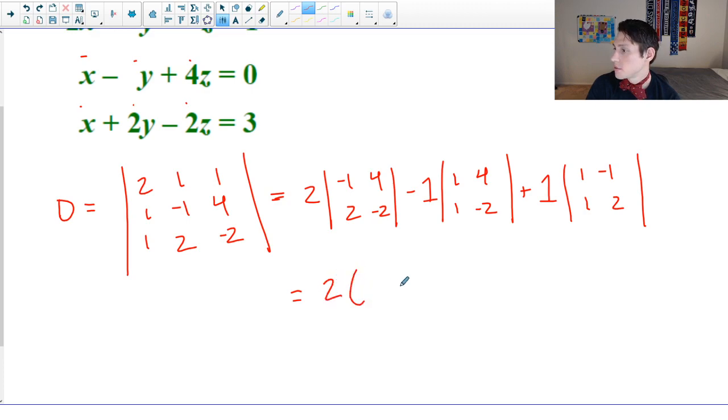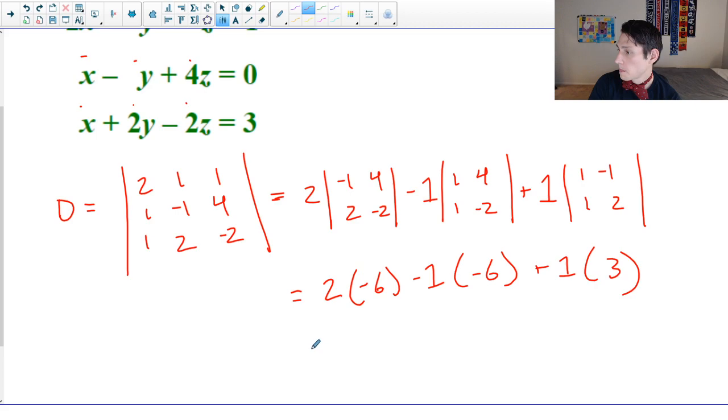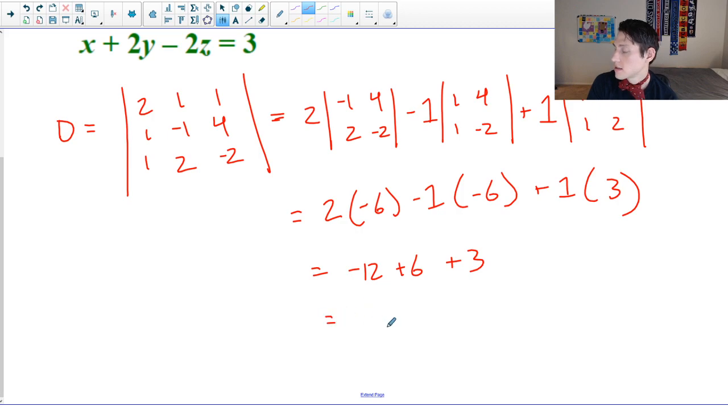Okay, now do the 2 by 2 determinants. So positive 2 minus 8, so negative 6. Negative 2 minus 4, so again, negative 6. 2 minus negative 1, so 3. Negative 12 minus 6 plus 3. No, plus 6. Aha, see? Whew. Close. Negative 1 times negative 6, so plus 6. So this determinant would be negative 3.